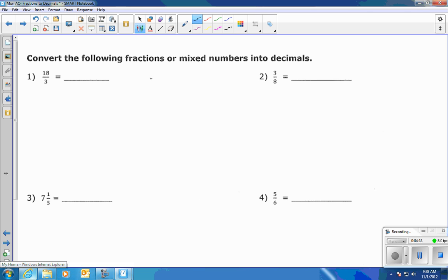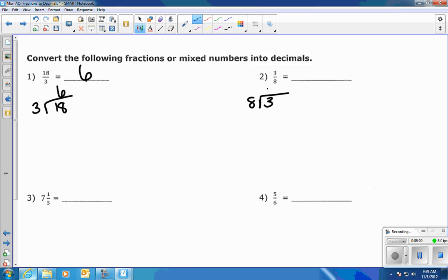So we're going to convert the following fractions or mixed numbers into decimals. There's a couple different ways you can approach it. You can go straight to the division component, or you can turn this into a mixed number first and just calculate the decimal part. I'm just going to use this because 3 goes into 18 6 times, so there's nothing left over. So there is no decimal part on that.